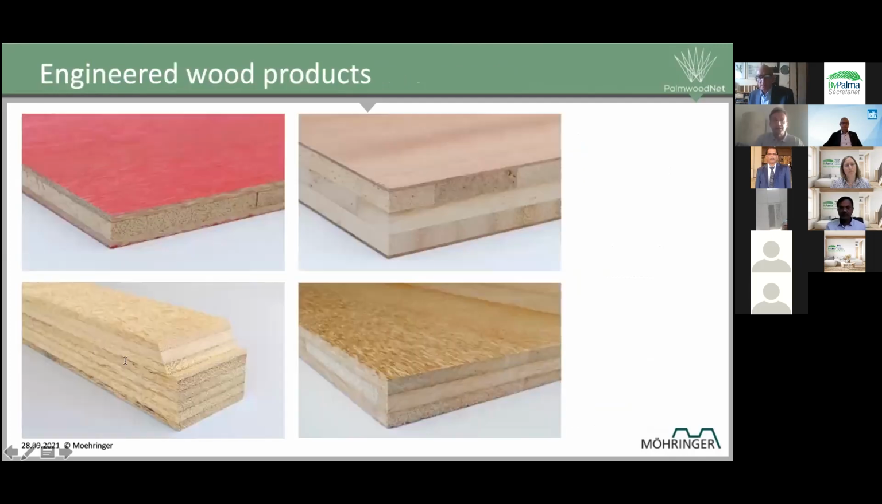To get at the final end, the engineered products, like you can see here on top, the two example types of panels, one-layer and three-layer panels, or the building material, the glulam and the CLT.